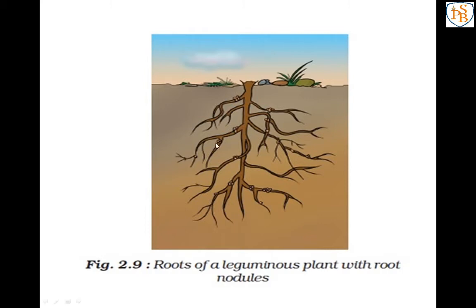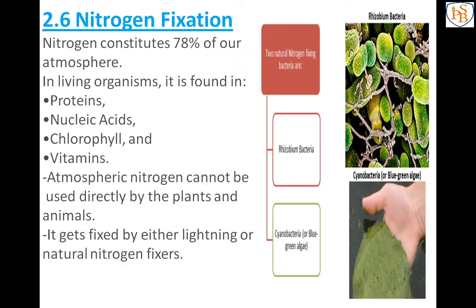So that is about nitrogen fixation, because plants cannot absorb nitrogen directly. That's why the rhizobium bacteria take nitrogen from the atmosphere, convert it into a soluble form and then transfer it to the plant. So this is about nitrogen fixation.